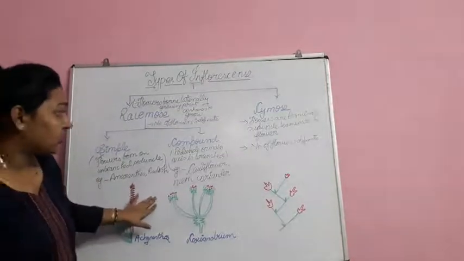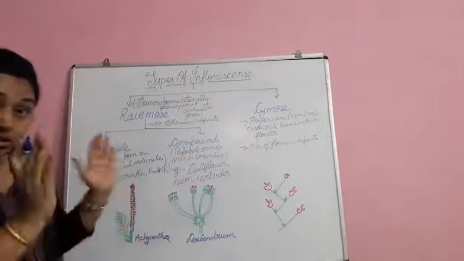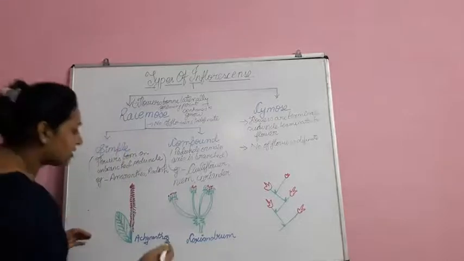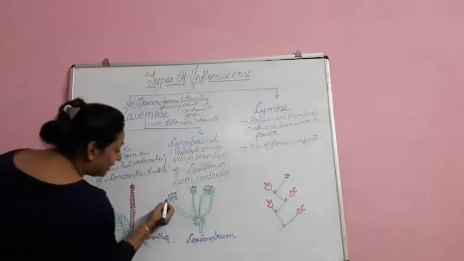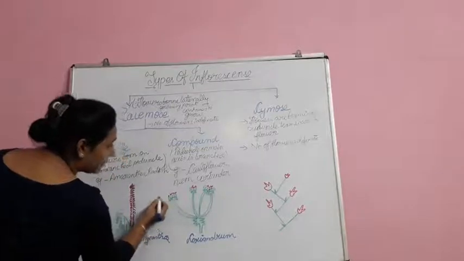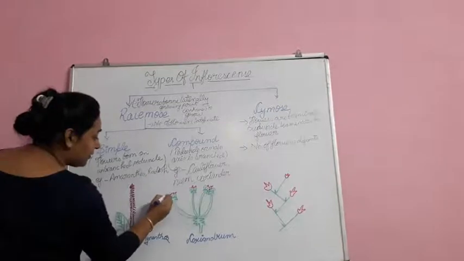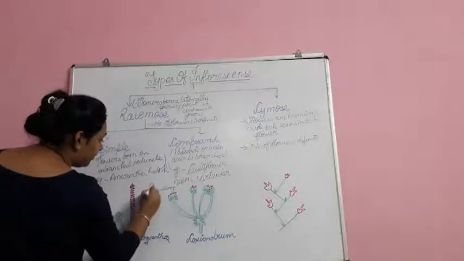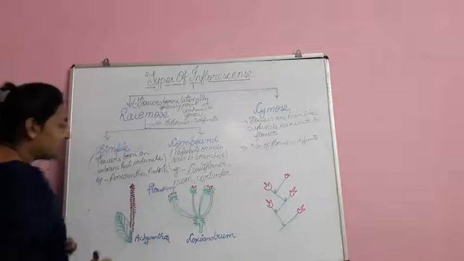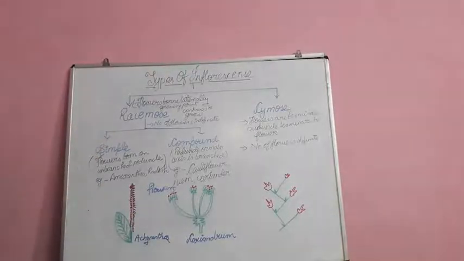Whereas in the compound racemose, the peduncles are branched. As you can see over here, this 1, 2, 3 and 4, this many branches are there, and then they are again branching, and then they have their flowers. These red ones are the flowers. So this kind of differentiation you can see in them. This is the simple and this one is the compound kind of inflorescence.